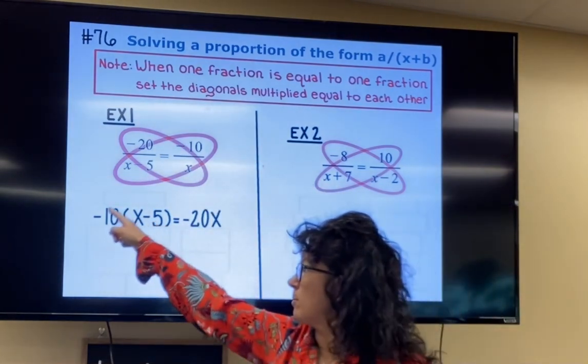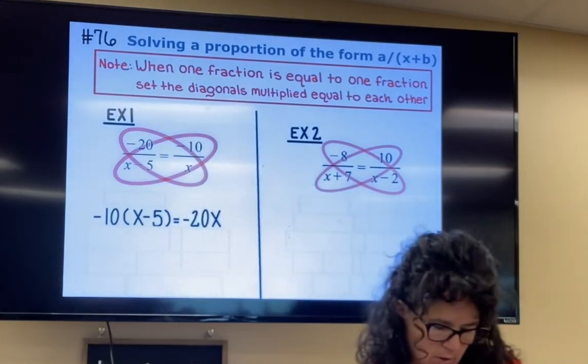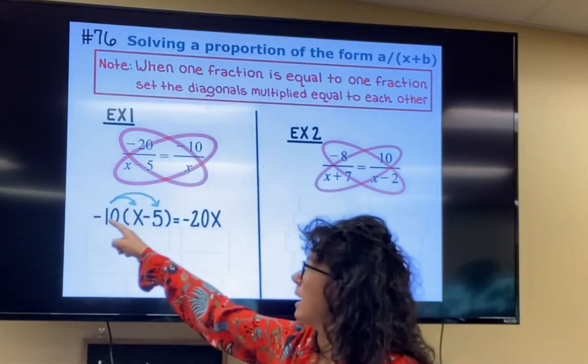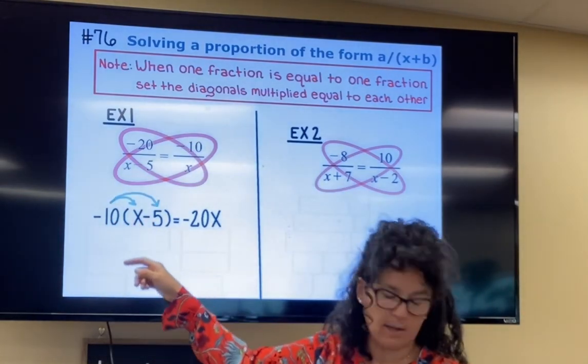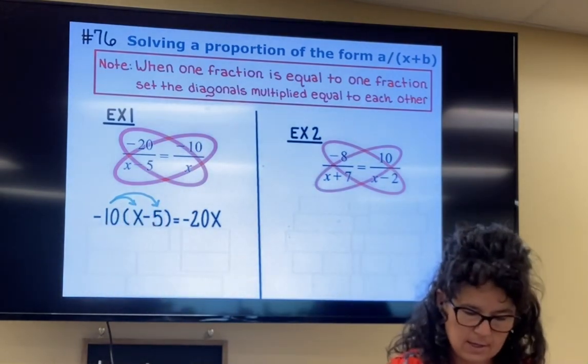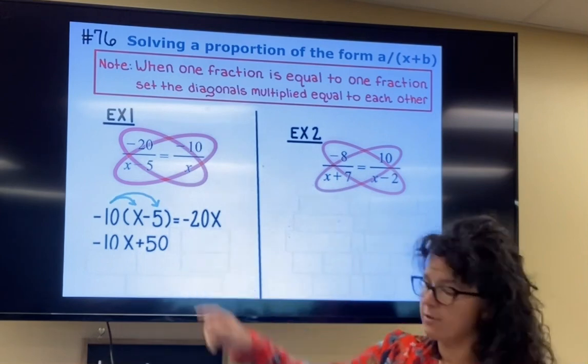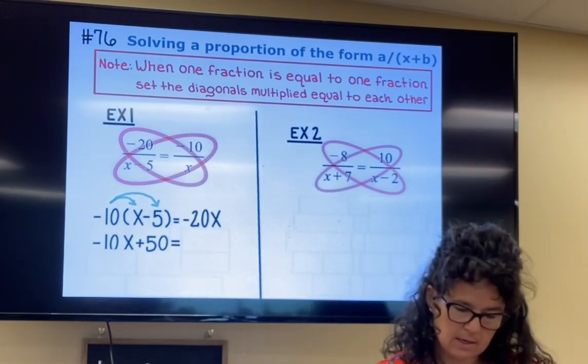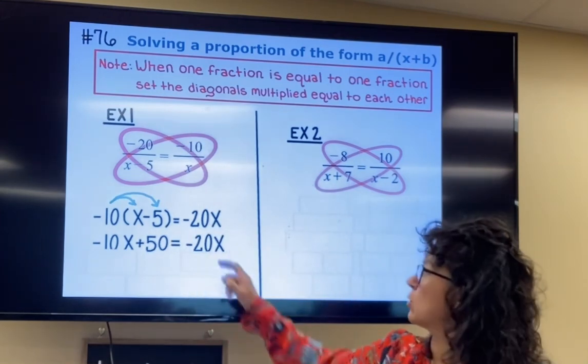Next, I want to distribute the negative 10 through. So if I distribute, I'm going to have negative 10 times x, and that'll give me negative 10x, and negative 10 times negative 5 is 50. I'll bring down the equal sign, bring down the negative 20x.